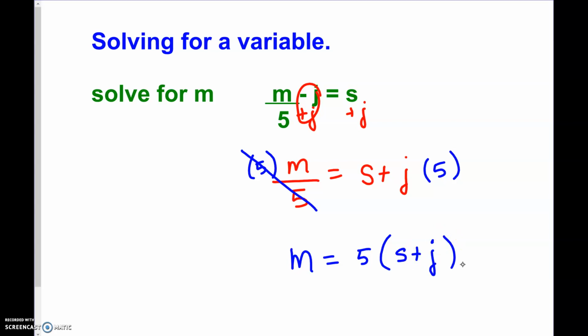Now you can leave it like that, or if you wanted to, you could do the distributive property, and you can say 5S plus 5J. Either way would be totally acceptable and fine on a test. All right, let's move into the new information here.